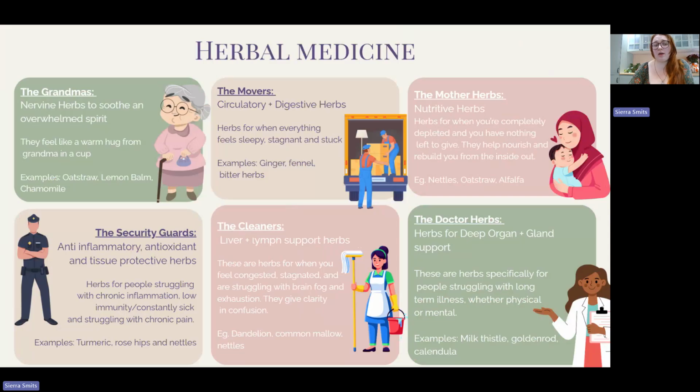And in a minute or after a few minutes, you feel better. That's what these herbs feel like. Examples of these would be oat straw, lemon balm, and chamomile.